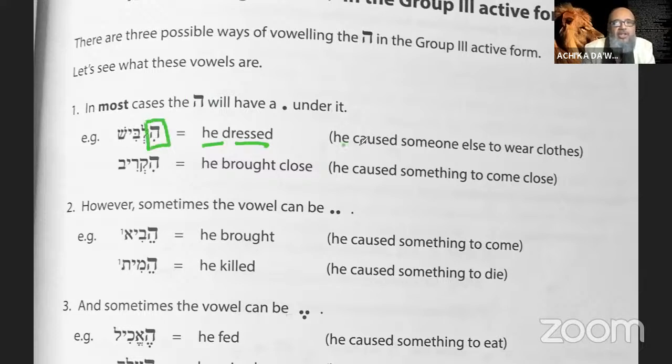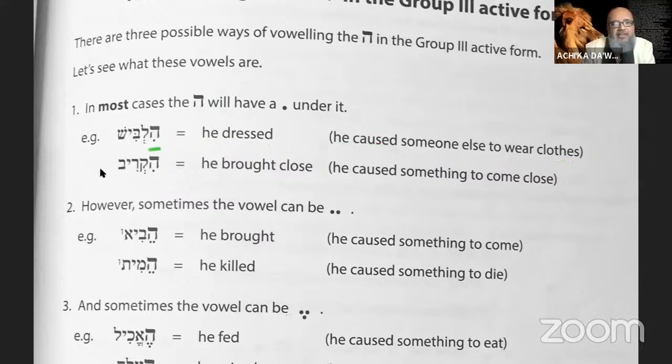So what did he do? He caused someone else to wear clothes. Remember, I told you this might be a little confusing for us because we're thinking, what? He dressed, he caused someone else? But if he's the one doing it, then how did he cause someone else? Because he's the one that's doing the action. All right.